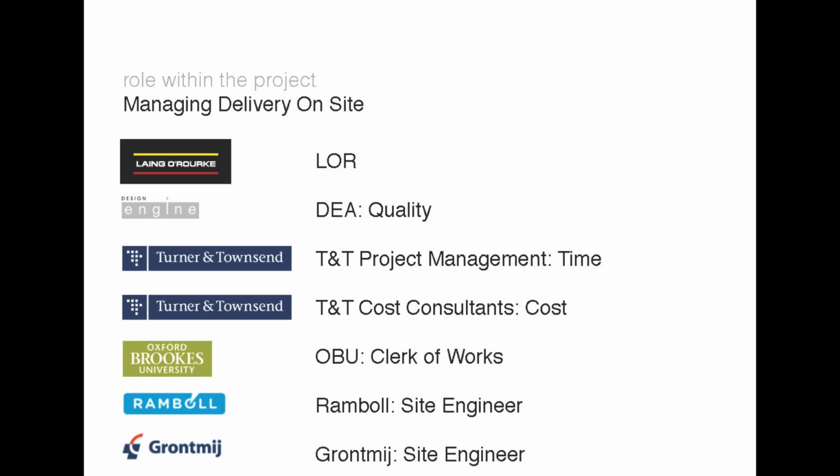So on site, I think pretty much all of these characters have been in to talk to you. Laing O'Rourke are responsible ultimately for the delivery of the building. They're the main contractor, and it's up to them to deliver the project to the drawings and specification that we've given them. But then within the site team, we're on site really to manage the quality of the project. So we're looking at the quality of the materials and the quality of the workmanship that's going on site.